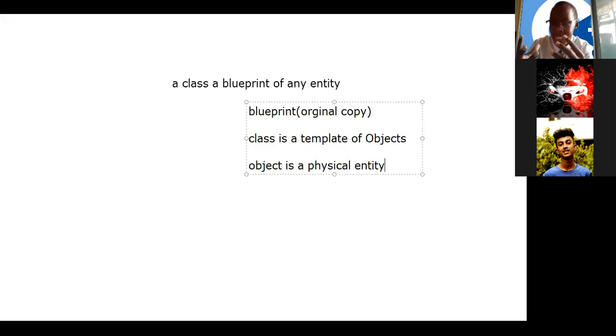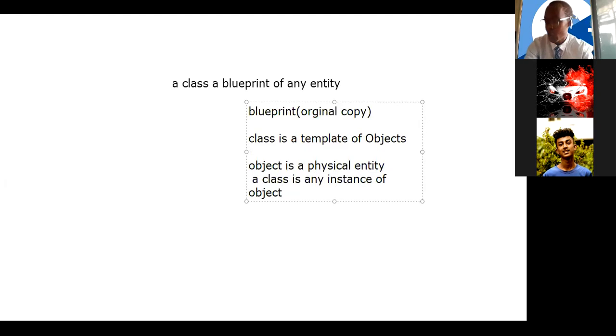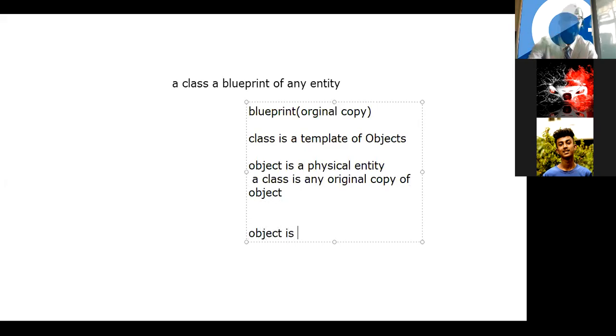That is a template or an example, the original copy. When you see a bridge where cars are passing, that is a physical entity. So a class is going to define, or show, how an object will look like, all right? So again, we can say a class is an original copy of an object. Okay, and then an object is an instance of a class.